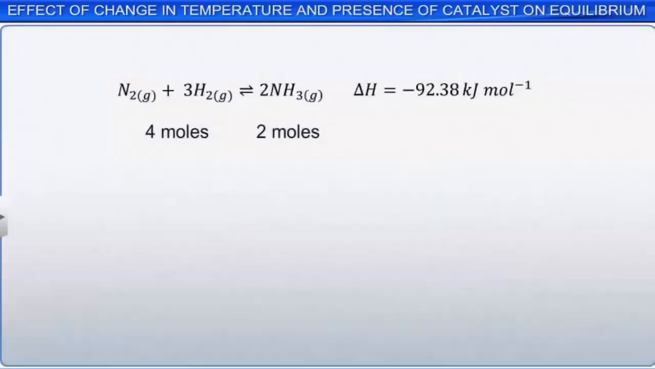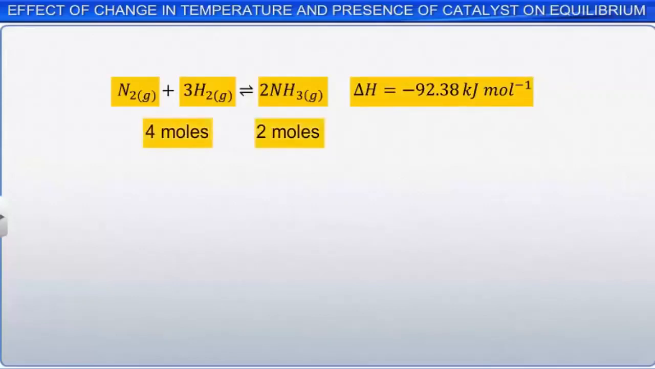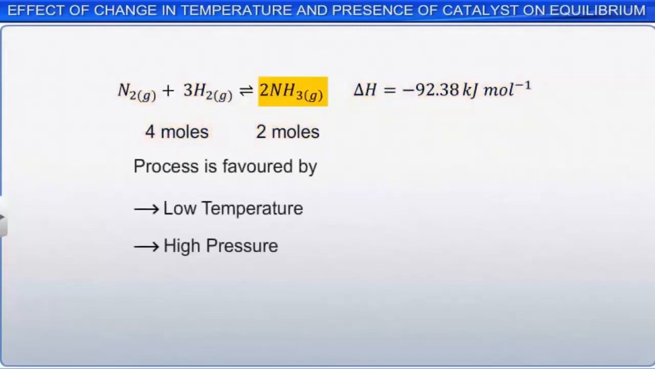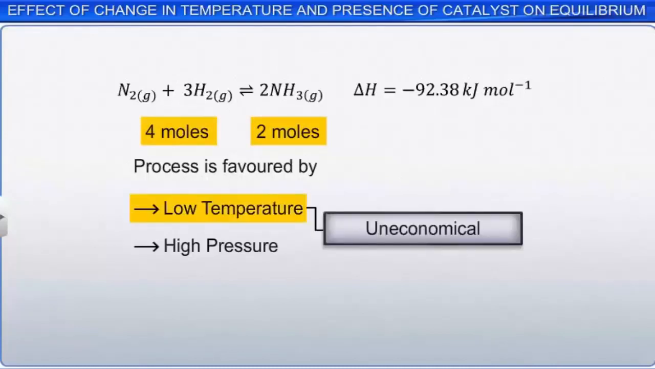To understand the effect of a catalyst, consider the gas phase reaction of the formation of ammonia from hydrogen and nitrogen. The formation of ammonia is an exothermic reaction and proceeds with a decrease in the number of moles. According to Le Chatelier's principle, the conditions favorable for the formation of ammonia are low temperature, since the forward reaction is exothermic, and high pressure, as the reaction proceeds with a decrease in the number of moles. However, the conditions cannot be maintained because at low temperature, the reaction is so slow that it makes the process uneconomical.